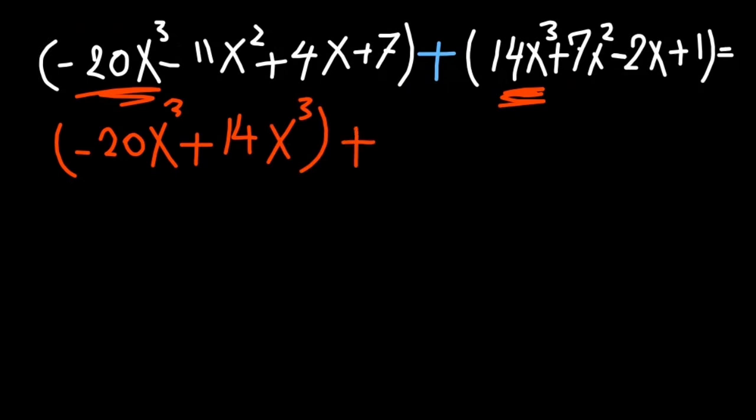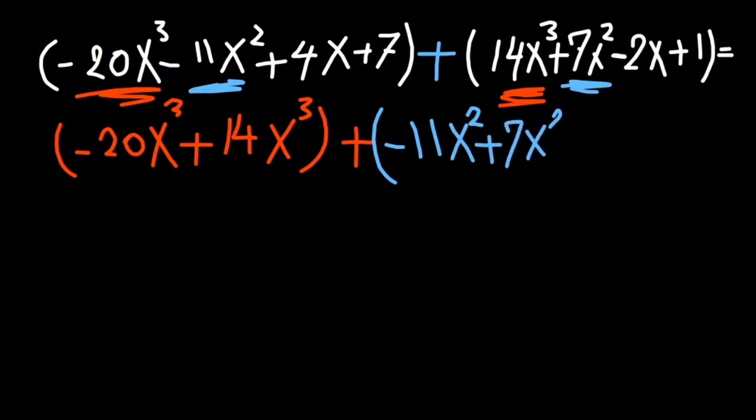Let's go to the other term. So it's negative 11x squared goes with 7x squared. Same, I'm going to keep them both in brackets. So negative 11x squared plus 7x squared. Close the bracket. What do we have else? We have 4x with negative 2x. I'm going to add, so plus 4x minus 2x.